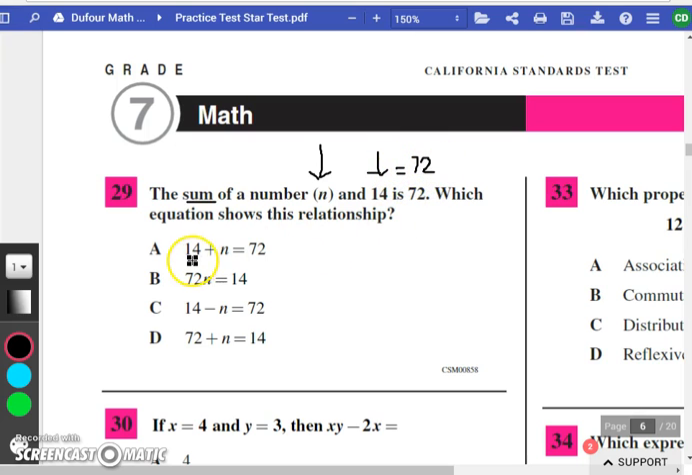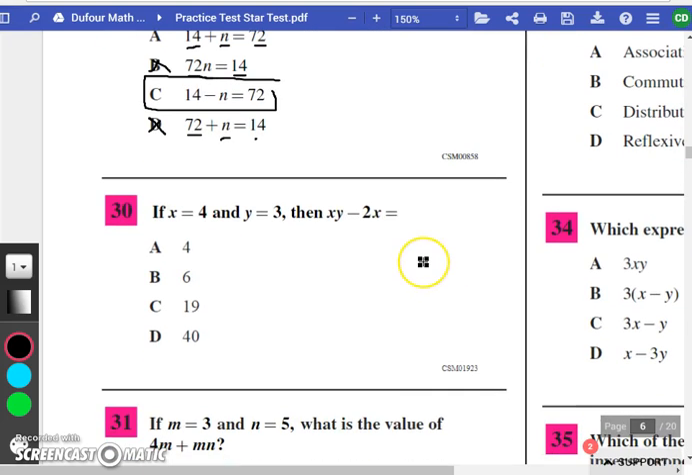So basically what they're telling you is 14 and a number, and you can see 14's here, and a number is added to one another to equal 72. Okay, so obviously B would be 72 times n equals 14. That doesn't even equal 72, so you could get rid of that. C is very close, but once again, we are combining those numbers, and you're not combining 72 and an unknown number to equal 14. So if you were to eliminate two possible answers, it would be B and D, because as you know, it's not saying is 14. Okay. Problem number 30.